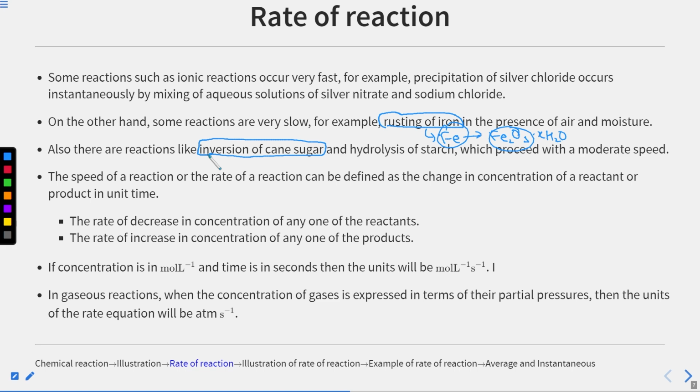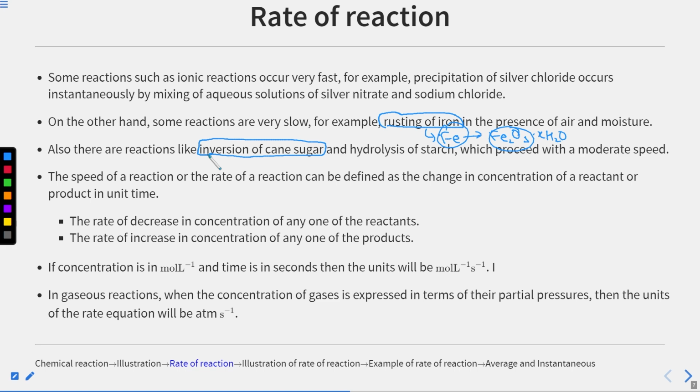Now, why is the rate of reaction different for different things? Basically, kinetics is the study of that. So we have seen a variety of reactions and variability in their speed, starting from ionic reactions, which happen instantly, in a blink of an eye. Then we have seen the rusting of iron, which takes years to happen. And then we have seen the inversion of sugar and the hydrolysis of starch, which happen at a moderate speed. Neither very fast like ionic reactions, nor very slow like the rusting reaction. So all these reactions proceed at different speeds.